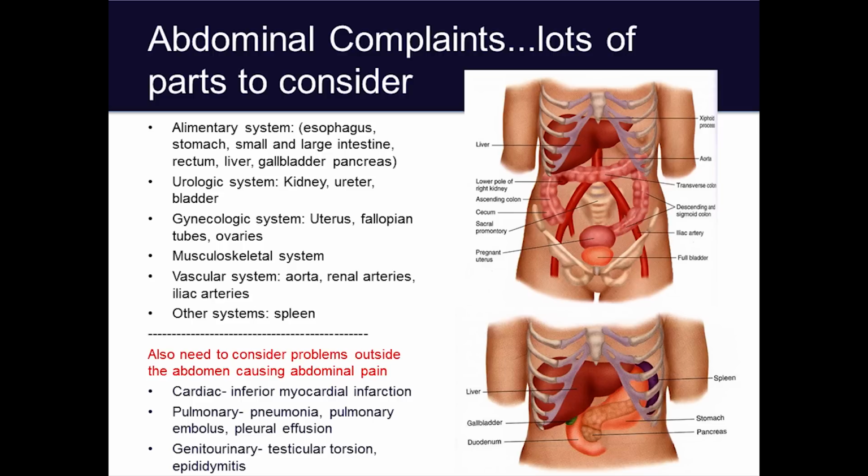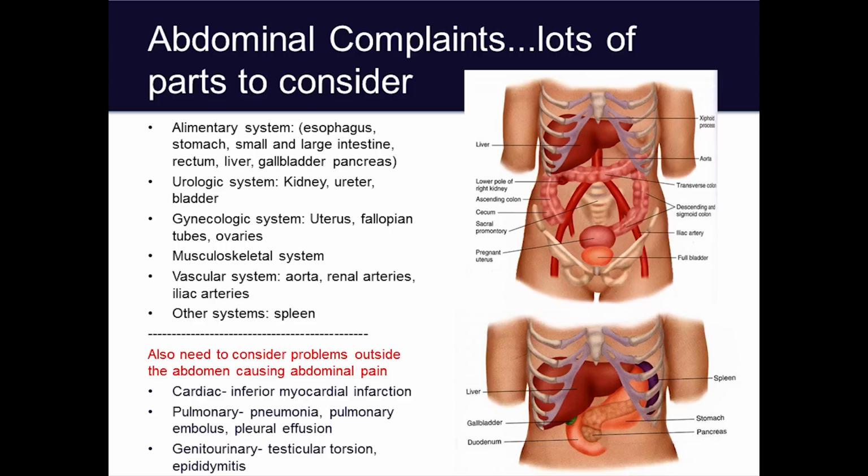The other thing you need to think about is all the other things outside of the abdomen that can be causing abdominal pain. So for instance, a patient who is having a heart attack in the inferior or lower portion of their heart might actually present with epigastric or upper abdominal pain. So there can be a cardiac cause for abdominal pain. Likewise, patients who have pneumonia or a clot in the lung like a pulmonary embolus or fluid in the pleural space, they might also present with upper abdominal pain issues.